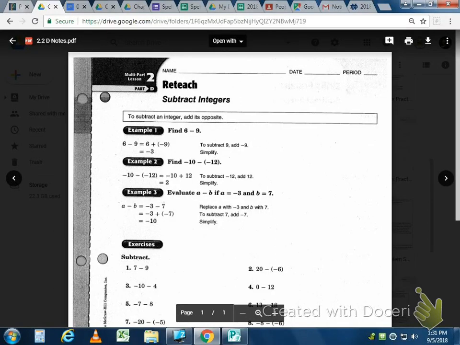2.2d. It says subtract integers, but I'm going to have you change something for me just like the last lesson. We're going to mark out subtract because it's too misleading, and we're going to add in the word combine. We're still going to combine integers. And when we combine integers, remember that plus is a gain, minus is a loss.